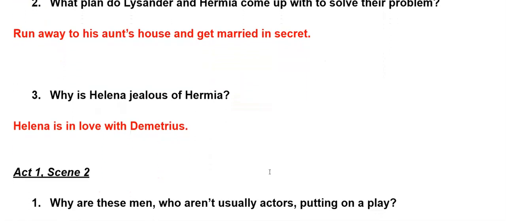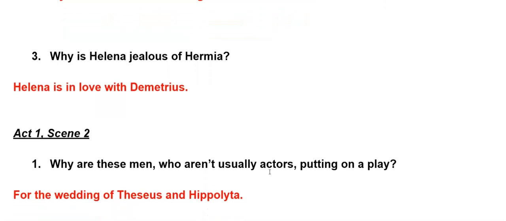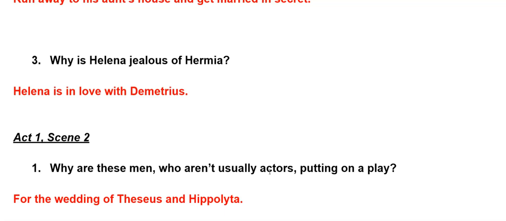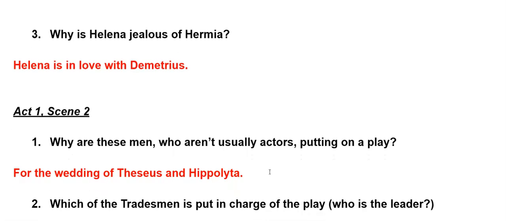Moving on to Act 1, Scene 2. Why are these men who aren't usually actors putting on a play? They are hoping to perform their play for the Duke and Duchess, Theseus and Hippolyta, on their wedding night. We learned when we talked about Act 1, Scene 2 that these were tradesmen, so they were just normal working men, but again, they were hoping to perform a play for Theseus and Hippolyta.